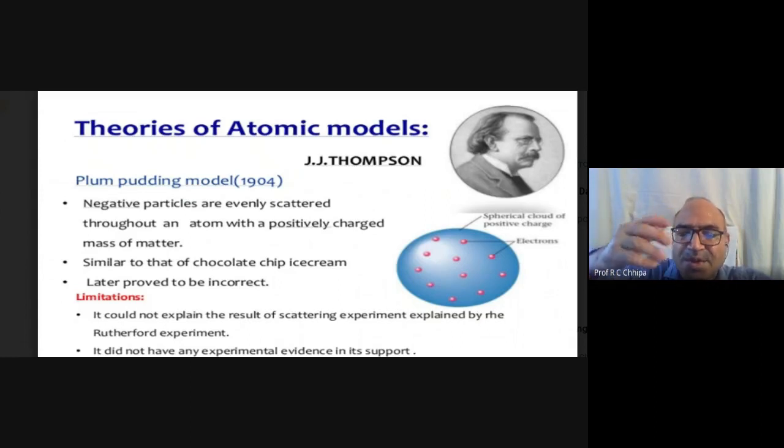So here in the plum pudding model, negative particles are evenly scattered throughout an atom with a positive charge mass of the matter. Here the question is, whatever the matter concerned, the mass of the atom. Positively charged particles are there, and the whole mass is only because of the positive particles. So there is the positive and negative. The positive particles carry the whole mass, and the weight of negative particles is very little, or negligible.